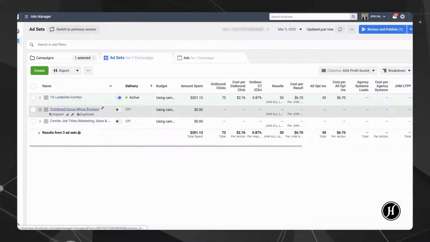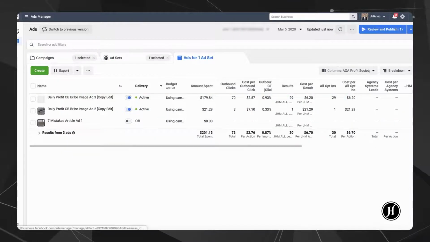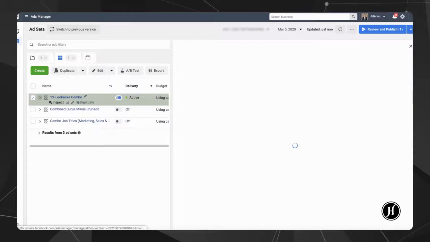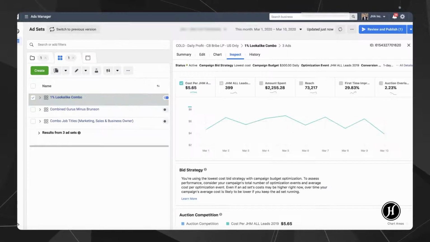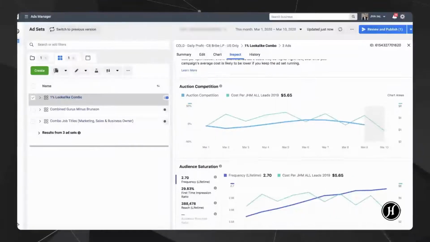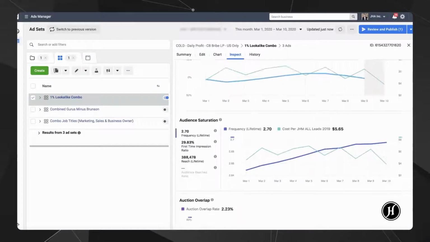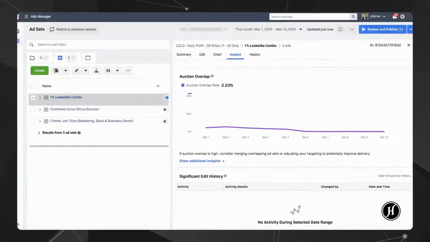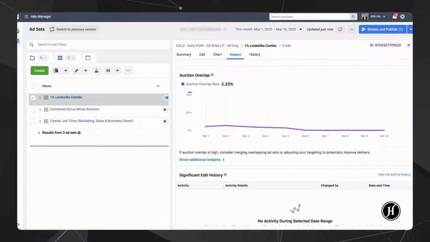Now, if you have performance issues, what they've done here is, if you use this inspect link right here. Okay, so I had just one day, so I put it out to this month. So if you use this inspect link, which is a new thing that they've put in here, you can look at your auction competition, your audience saturation, your auction overlap, right? So this audience right here, right now, only has a 2.23% overlap with any other audiences that are running in my account right now, right?